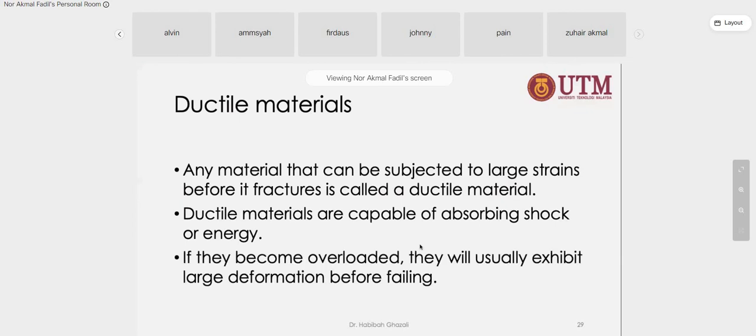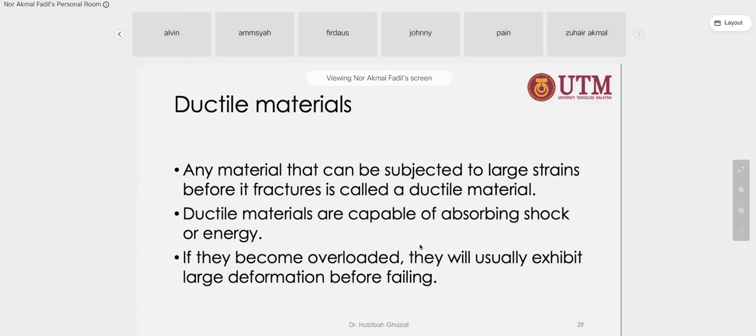If they become overloaded, they will usually exhibit large deformation before failing. Imagine if you have a structure that is brittle, you don't see a deformation. If you have a material with a sufficient amount of ductility, it will show deformation. For example, there are structures which support the load, like a crane structure. You know the original shape, and suddenly you see it's slightly bent, bengkok. So what happened? It means that it experienced overloading.